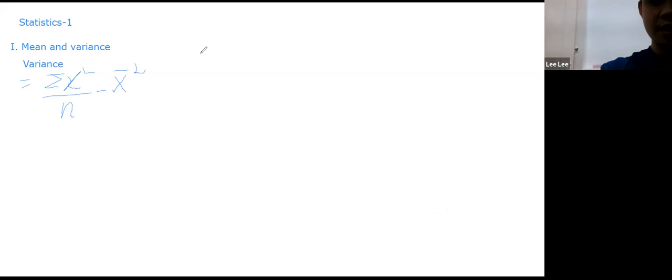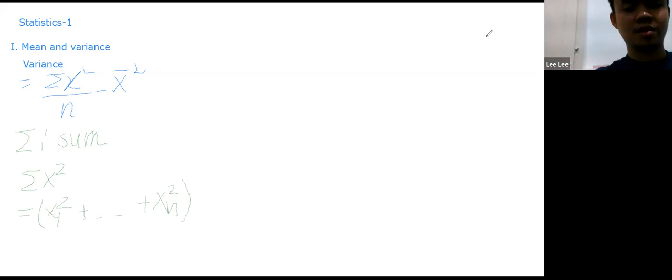So what is sigma x squared? So sigma notations, right? Sigma means the sum. So when I say sigma x squared, it means you need to square the x, the data, one by one, and then you add them up all together. That's what sigma x squared means. Any questions until here?